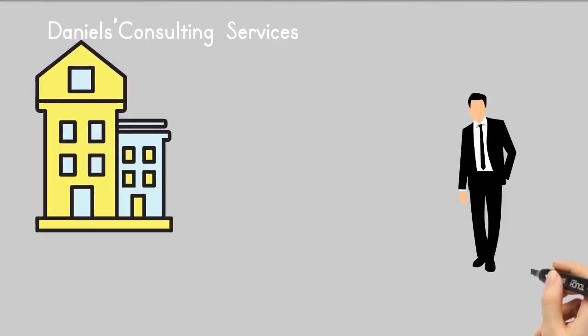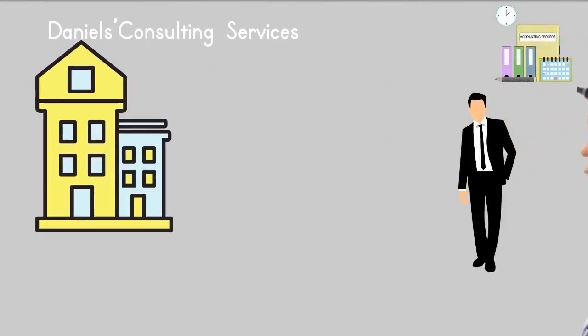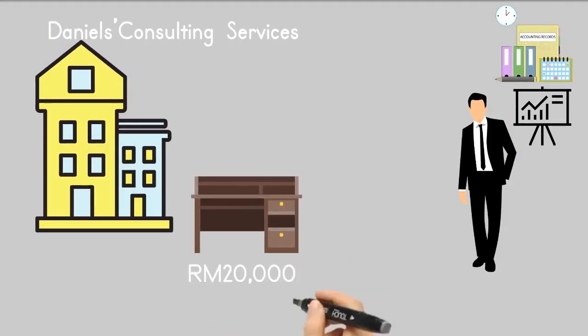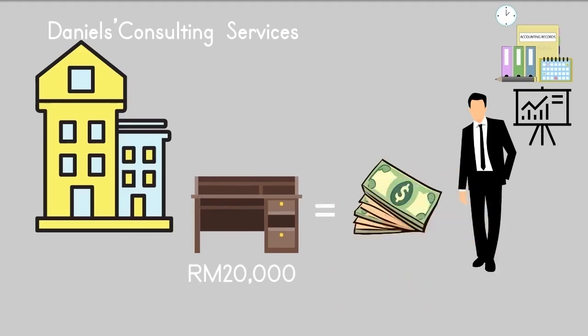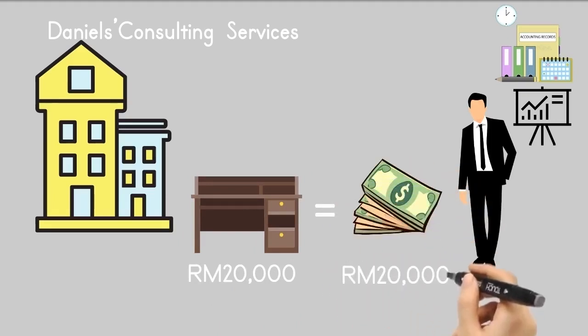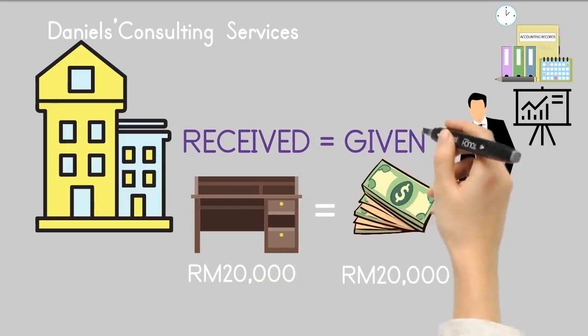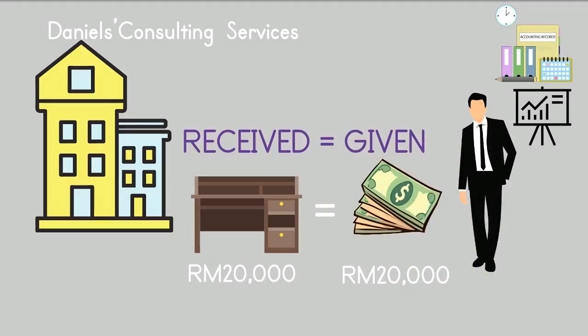Let's take the case of Daniel's Consulting Services, owned by Daniel, a firm that provides accounting and consulting services. Look at a few transactions after starting the business. Daniel purchased new equipment for $20,000. This is a transaction as it involves an exchange of goods for money. There are two equal actions: equipment is received and money is given.